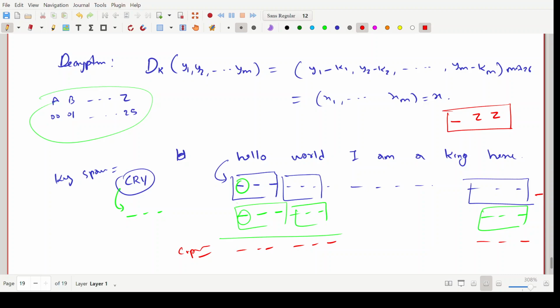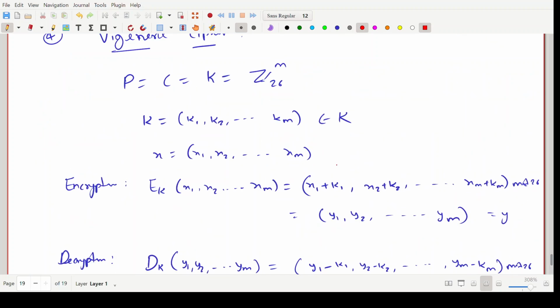In Vigenere cipher, we encrypt or decrypt a collection of M alphabetic plain text or ciphertext using a string of M alphabetic key. See, the size of the key space and plain text are the same. If you observe, it was M length, and this is also M length.